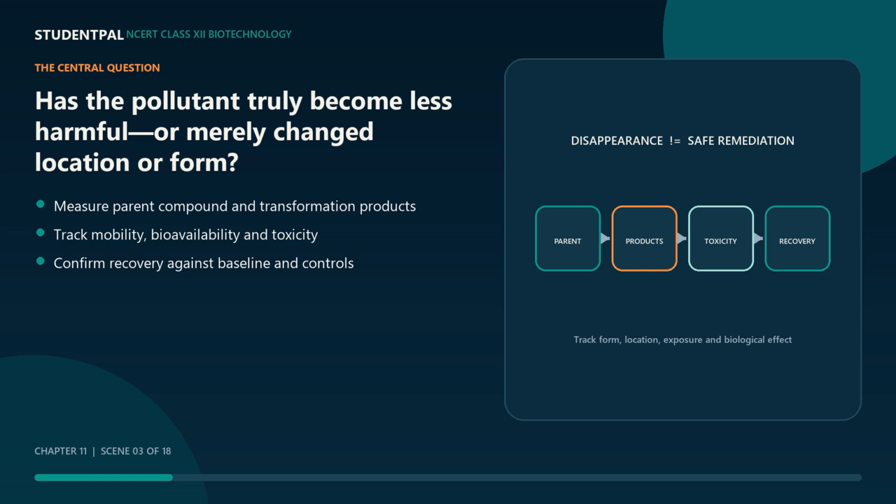A defensible study measures the parent compound, expected intermediates, relevant environmental conditions, and biological effects. It uses untreated or reference locations, baseline measurements, and repeated spatial sampling. Toxicity assays and ecological indicators ask whether organisms are actually less affected. The endpoint must be defined before treatment begins and should combine chemical, biological, and exposure evidence rather than relying on color, odor, or a single laboratory number.